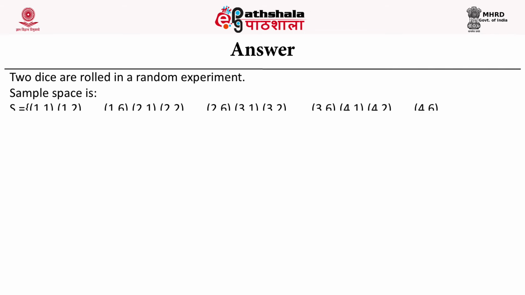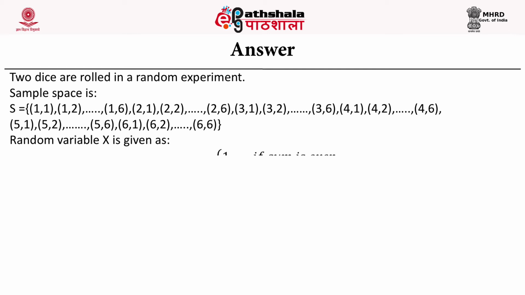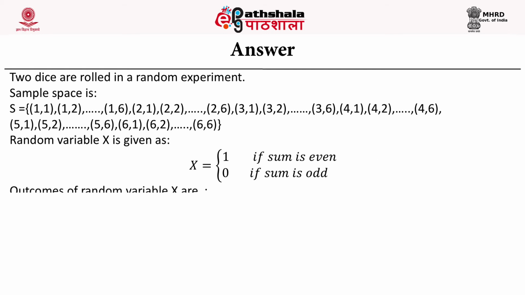So the two dice are rolled in a random experiment, and the sample space is given here as we have 36 possibilities. The first 6 possibilities are (1,1), (1,2), (1,3), (1,4), (1,5), (1,6), and so on. Other possibilities are (2,1), (2,2), (2,3) and so on up to (2,6), and (3,1), (3,2), and so on up to (3,6), and similarly so on. The random variable x takes value 1 if the sum is even, and it takes value 0 when the sum is odd.